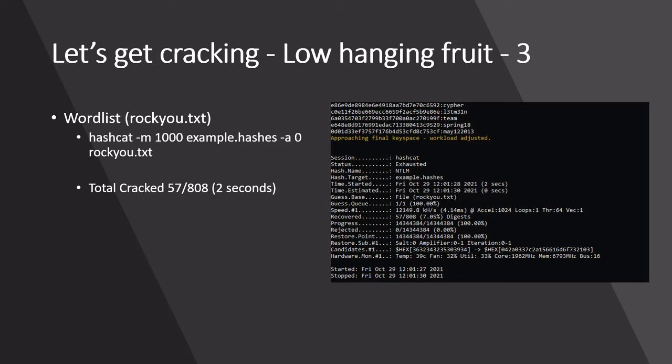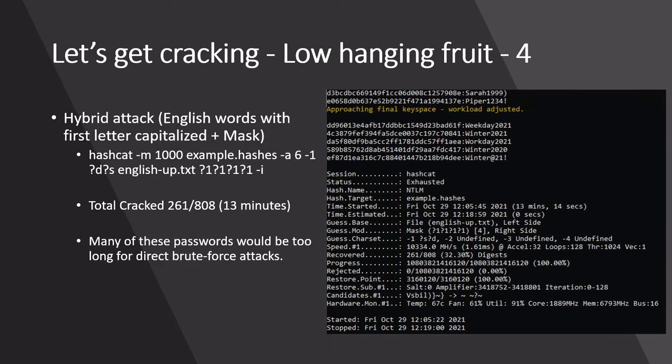All right, let's go ahead and try another straight attack. Attack mode still 0, and we're going to use an unmodified Rocky word list. A few additional passwords were cracked in 2 seconds, and the total passwords cracked is now 57. All right, so far we've tried a mask attack with standard password format and two straight attacks using an original and a modified word list. With these, we've had minimal success cracking 57 passwords.